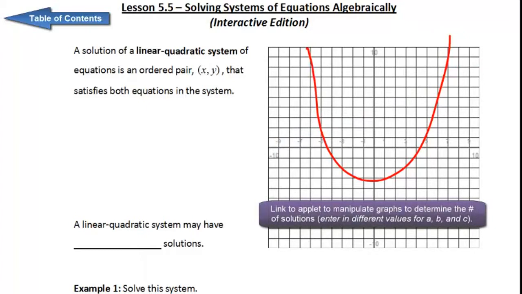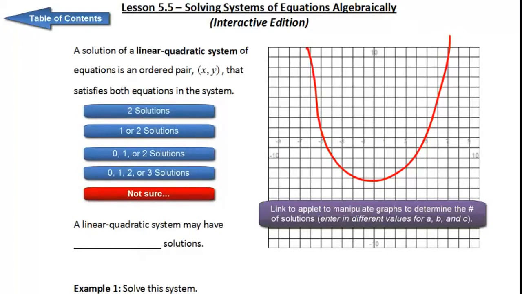Could you have three solutions? Could you have four solutions? One solution, no solutions? Play around with that.